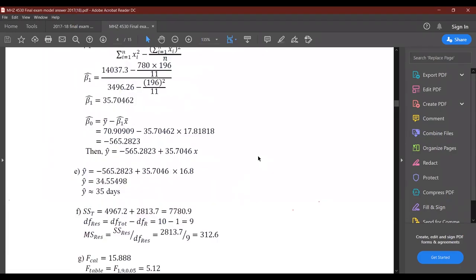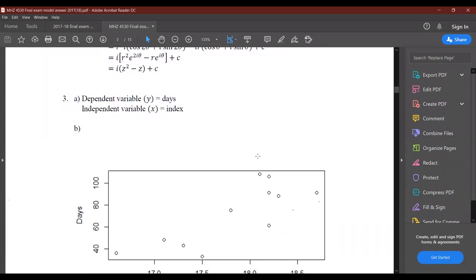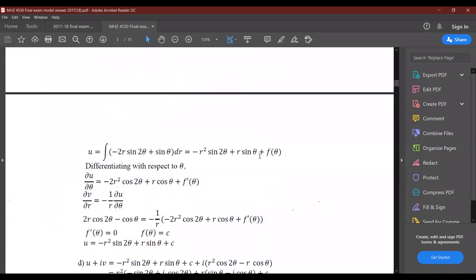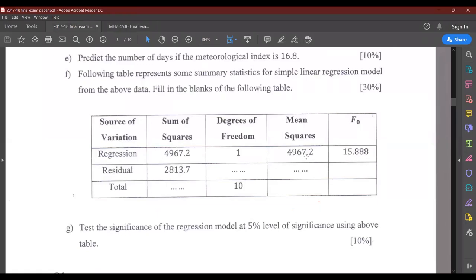To find the F calculated value, you have to divide the mean square values. One mean square value is 4967.2. You have to find out the other mean square value. To find that, you need to divide by 9. That means 2813.7 should be divided by 9. So it gives 312.6. Then you have to divide 4967.2 by this 312.6. It will give 15.888.